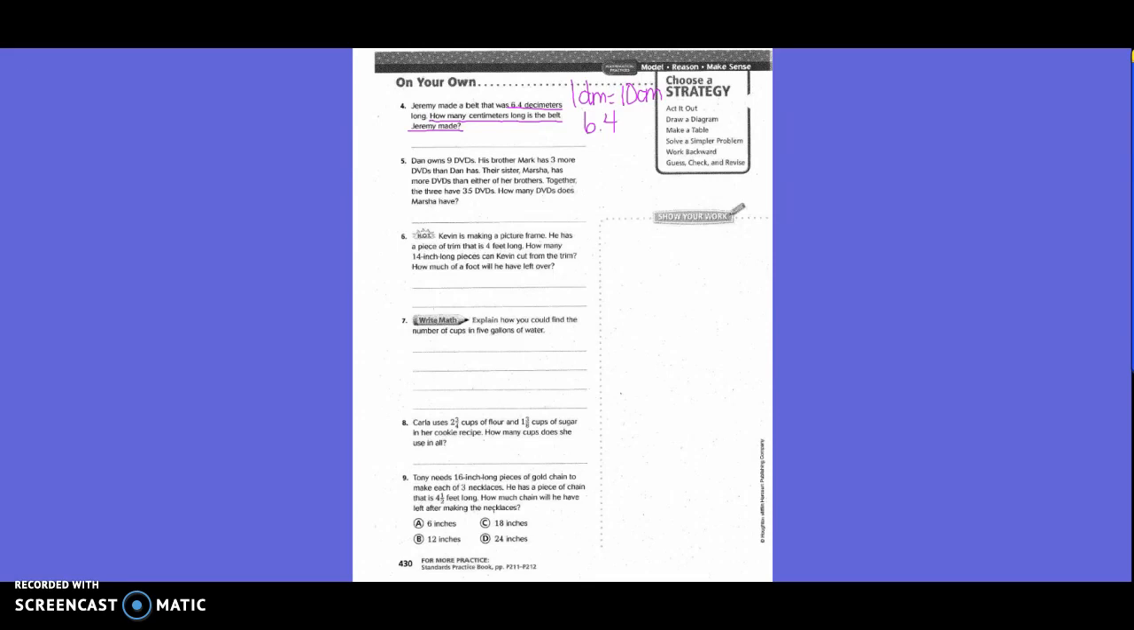So look on your boxes. Are you going to the left or to the right? To the right, because you have a larger unit and you need a smaller unit, so the number is going to get larger. So you need to multiply. So it would be 64 centimeters.